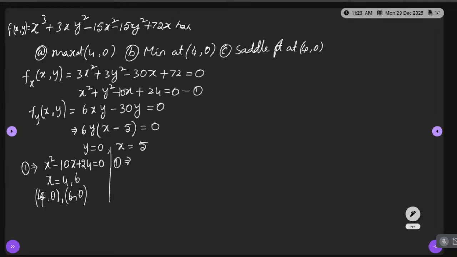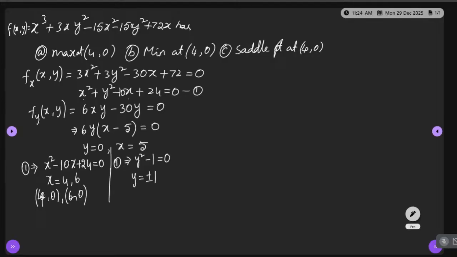When x equals to 5, what is equation 1? This is 25 minus 50 plus 24, so y square minus 1 is equal to 0. Y equal to plus or minus 1.